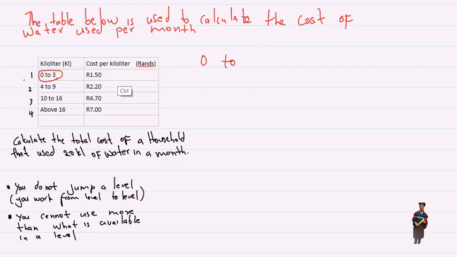So for level 1, we can see that 3 kiloliters are available. I'm going to write the availability here. 3 kiloliters are available. We have said 3 minus 0, and that gives us 3.